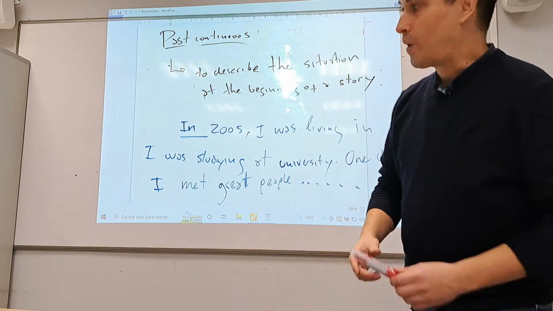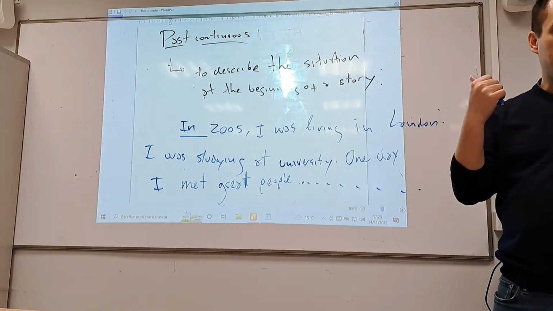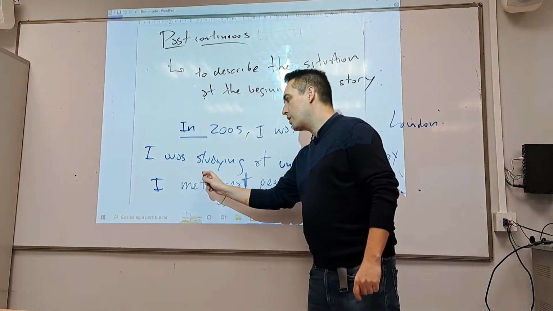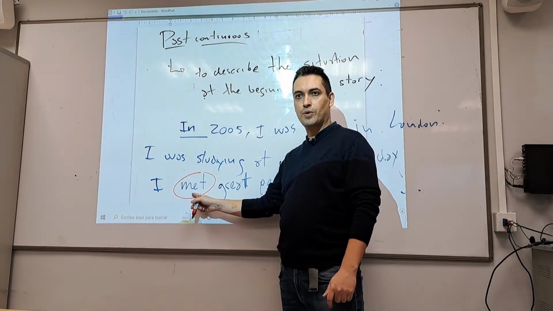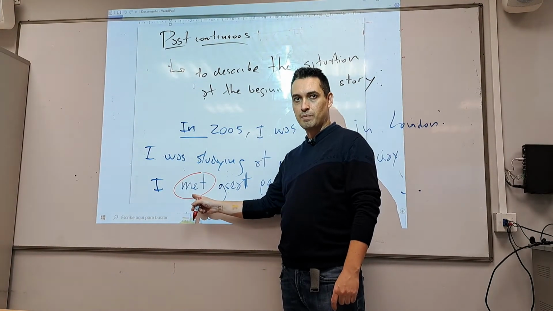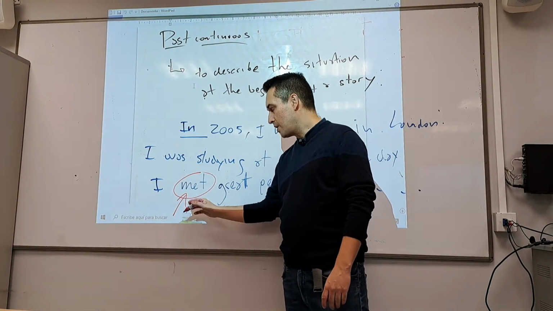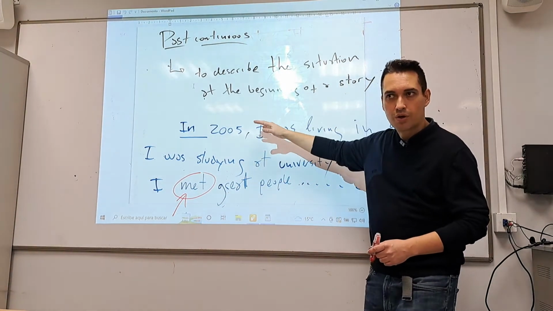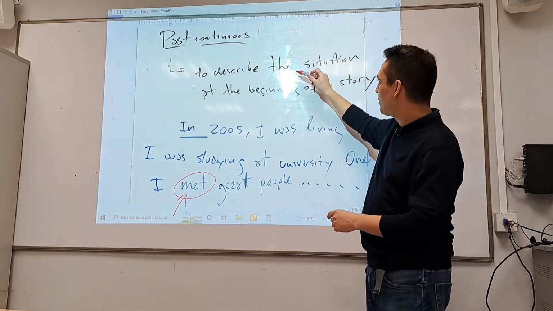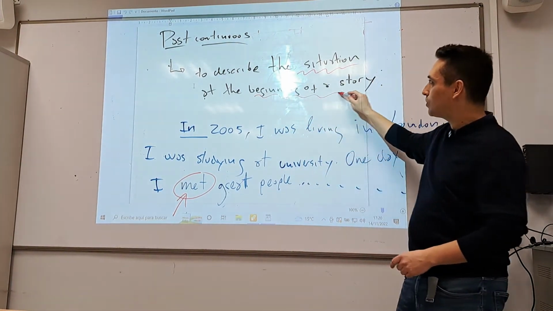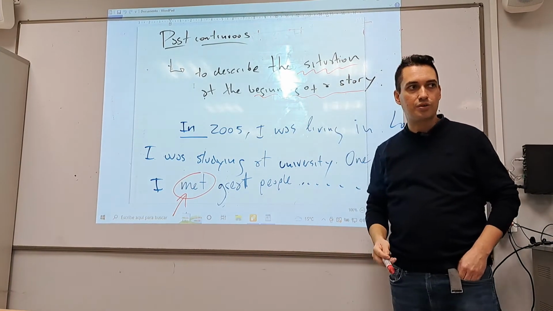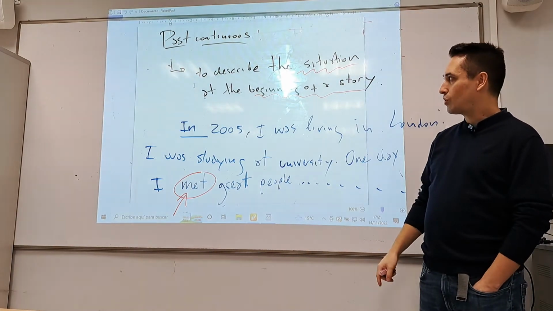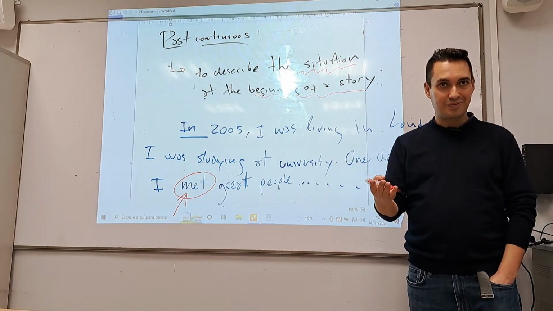Ok, pues cuando cuentas una historia en pasado, los hechos principales, los hechos más importantes de esa historia, van a ir normalmente... What is this? Past simple or past continuous? Past simple. Los hechos más importantes de la historia van a ir en past simple. Pero para dar contexto y situación a esta historia al principio, ¿vale? Para demostrar la situación al principio de la historia, the situation at the beginning of the story, para poner en situación la historia y el lector, utilizamos past continuous.